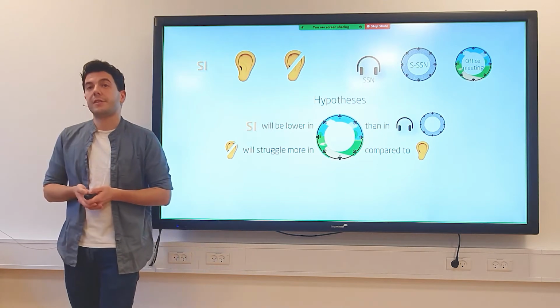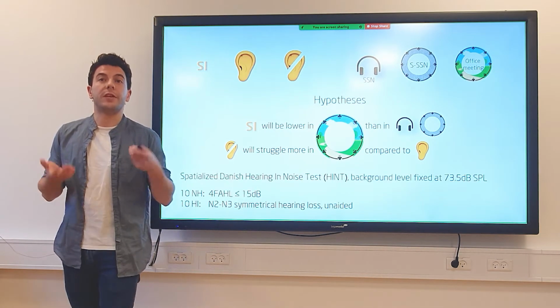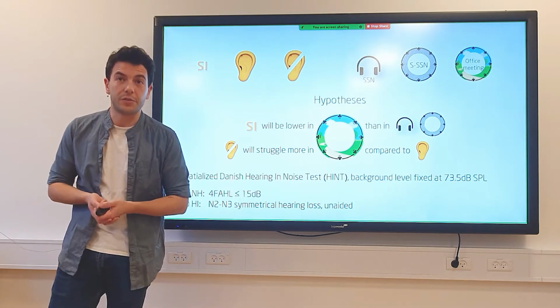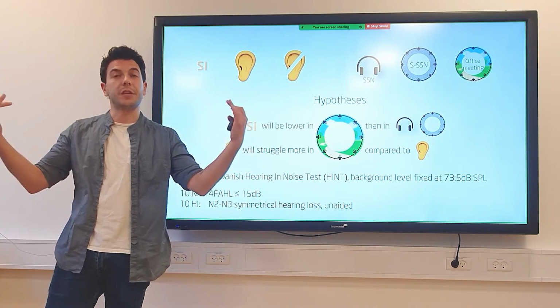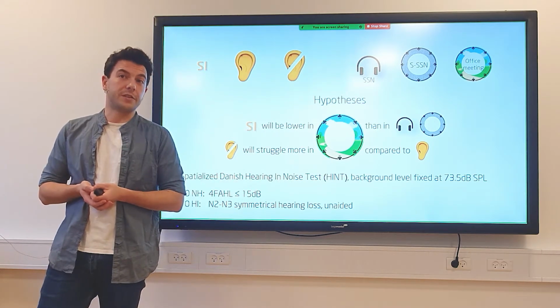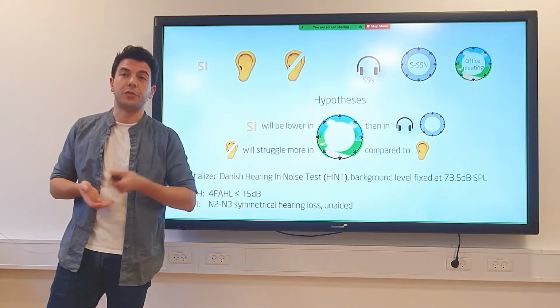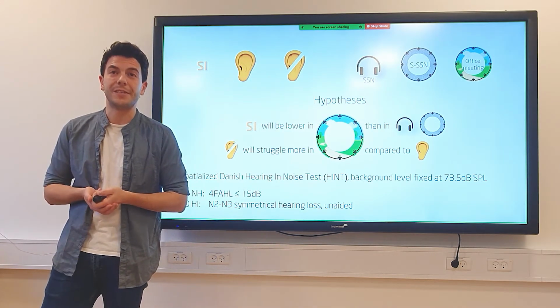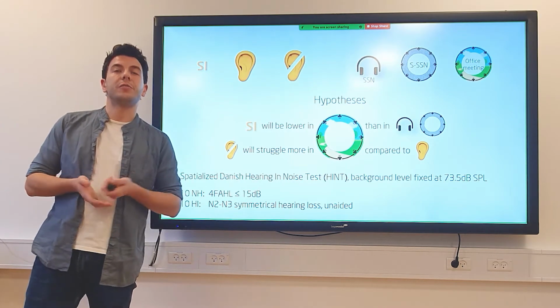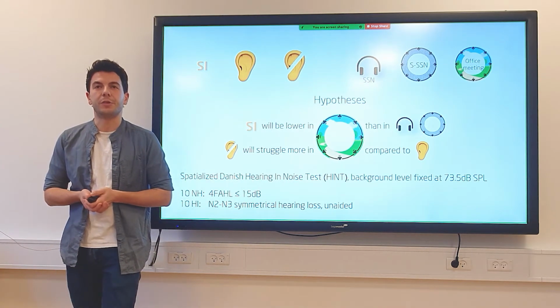Our hypotheses were that this realistic virtual sound environment would decrease speech intelligibility compared to more artificial setups, and also that hearing impaired people would struggle more in such realistic environments compared to normal hearing people. And to implement this speech intelligibility assessment, we used a spatialized version of the Danish hearing in noise test, or HINT, with background level fixed at 73.5 dB SPL, since that was the level that we observed in the real office meeting scene. And we conducted this experiment for 10 normal hearing and 10 hearing impaired participants.